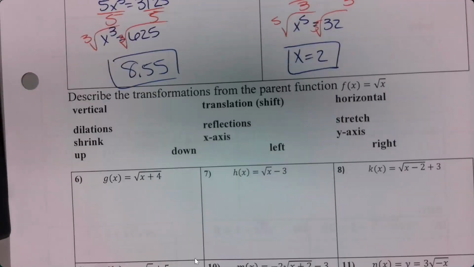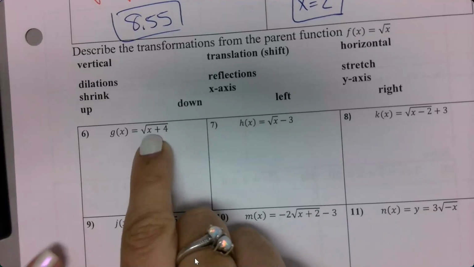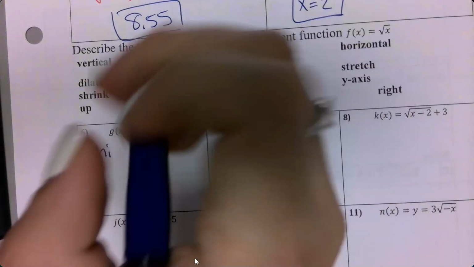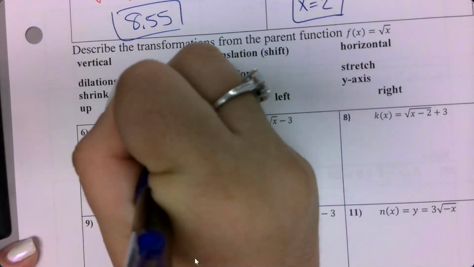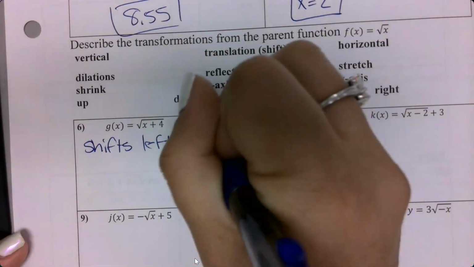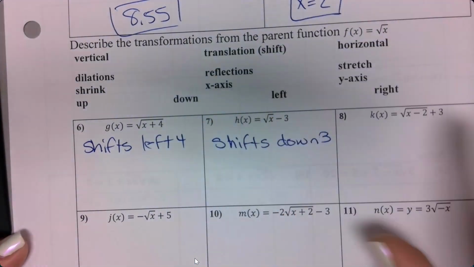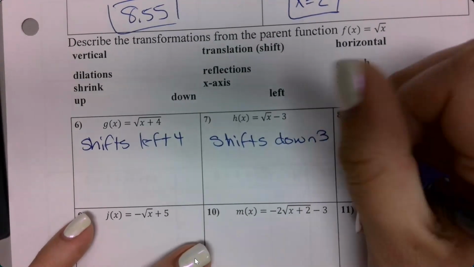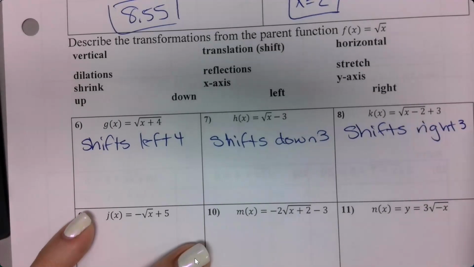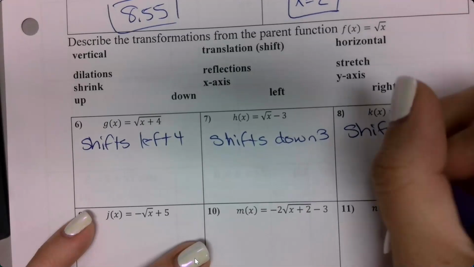These ones want me to describe the transformation. It gives me a vocab bank. On this one, I have a +4 inside the radical, so this means it's shifting left, right, I mean, shifting left 4. Over here, this one has a number subtracted on the outside, so that means it's shifting down 3. This one has a number on the inside, so that's going right 2. And the 3 on the outside is moving it up 3.